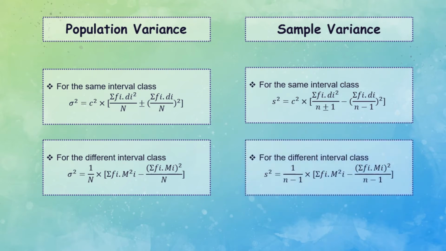For the different interval class, this is the formula. S squared is equal to 1 over the size of the sample minus 1 times, in brackets, sigma frequency multiplied by the square of the middle grade of class i, minus the square of sigma frequency multiplied by the middle grade of class i, divided by the size of the sample minus 1.